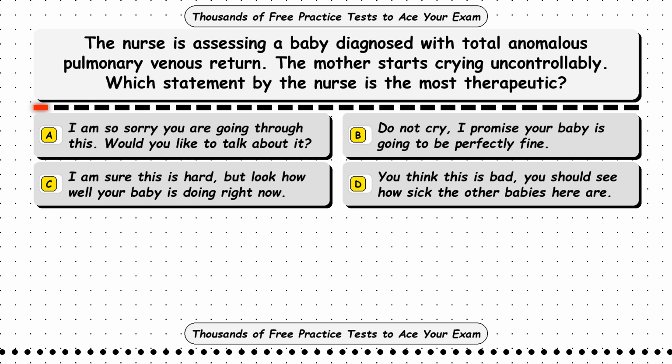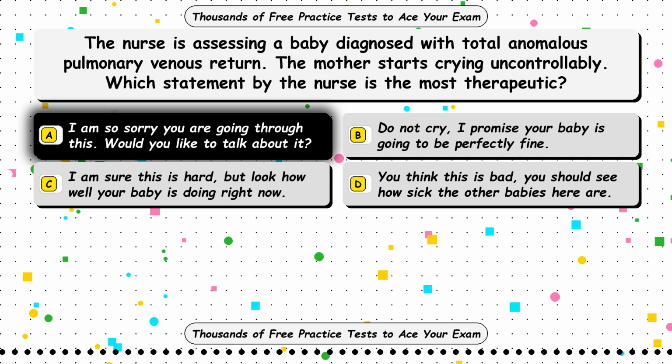The nurse is assessing a baby diagnosed with total anomalous pulmonary venous return. The mother starts crying uncontrollably. Which statement by the nurse is the most therapeutic? Option A. I am so sorry you are going through this. Would you like to talk about it? Option B. Do not cry. I promise your baby is going to be perfectly fine. Option C. I am sure this is hard, but look how well your baby is doing right now. Option D. You think this is bad, you should see how sick the other babies here are.